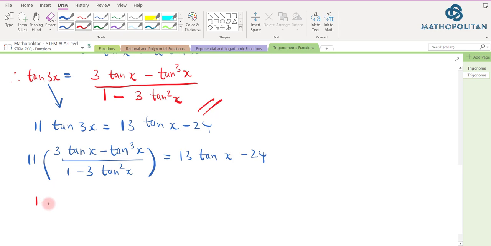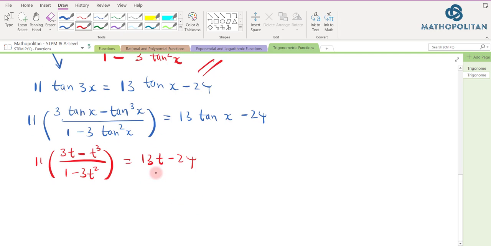So we have 11 times (3t minus t cubed) over (1 minus 3t squared) equals 13t minus 24. Then we cross multiply, so I'll multiply 1 minus 3t squared on both sides. So we have 11 times 3t, that's 33t.